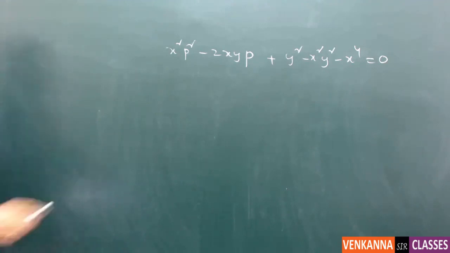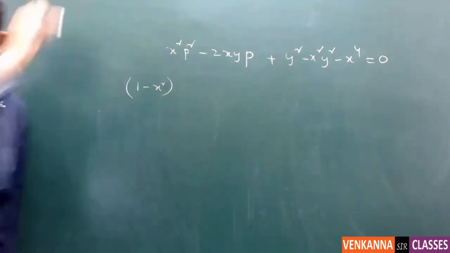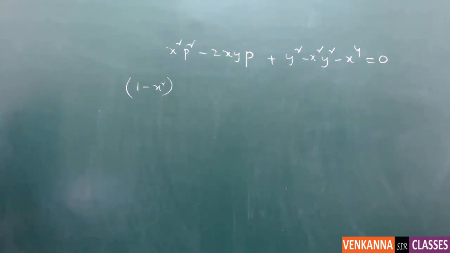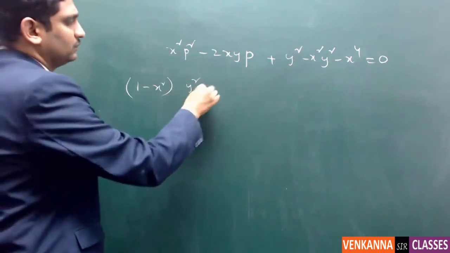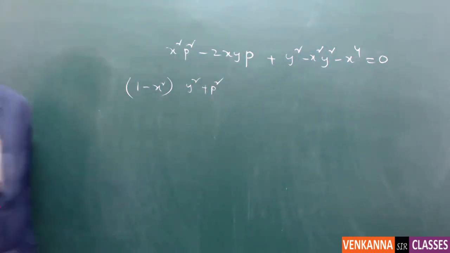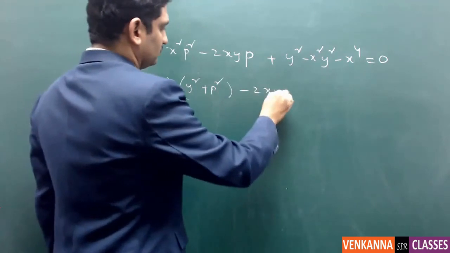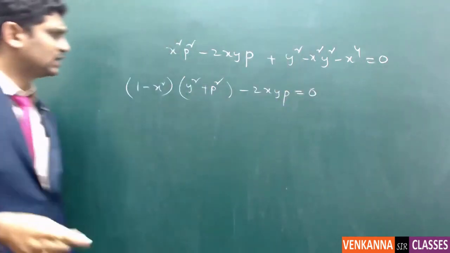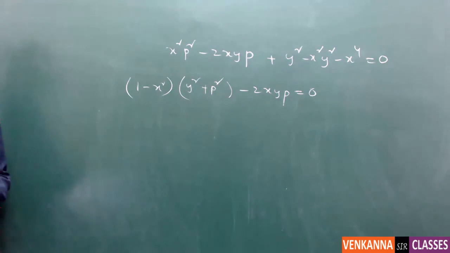1 minus x square into, the other thing is y square plus p square, right? Minus 2xyp equal to 0. That's a good one. And we have to solve it. How to? That is the question here. On the whole, we have to represent it as a product of factors in p, isn't it? So is it possible here?